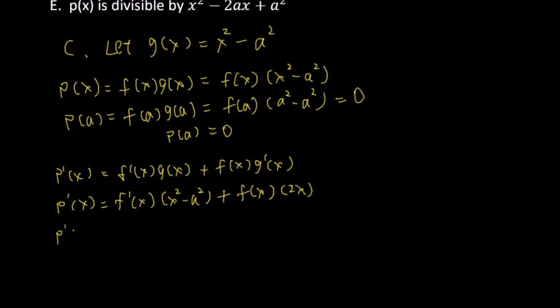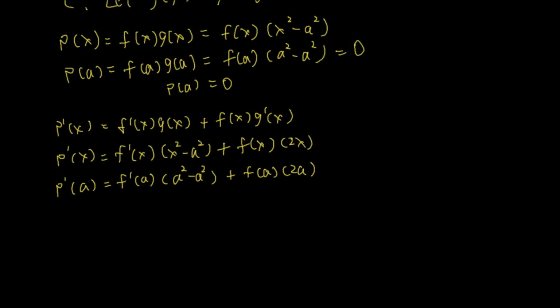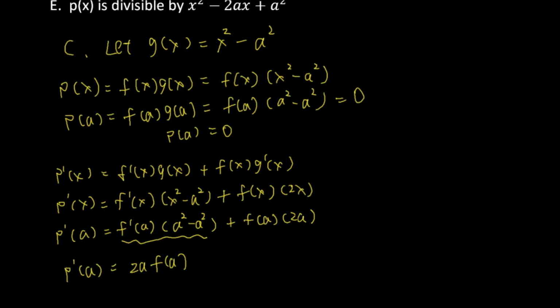So p prime(a) is equal to f prime(a) times a squared minus a squared plus f(a) times 2a. Now, a squared minus a squared is 0. 0 times f prime(a) is 0. So this one here is 0. How about this? p prime(a) is equal to 2a times f(a). Like I said before, the question did not say that a is equal to 0, so you cannot just assume that. We don't know that.